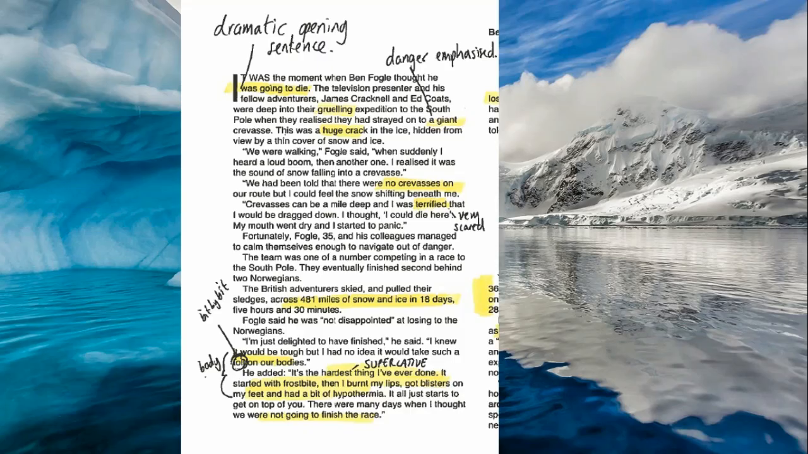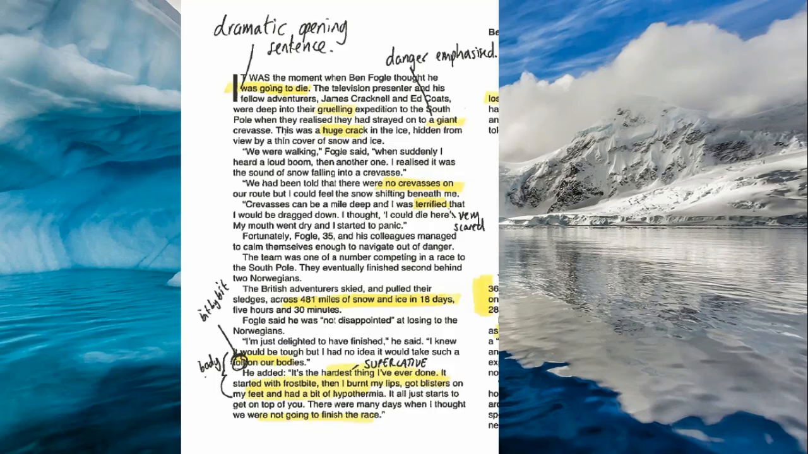Then we're given a statistic. They're not just going over 20 miles, they're going across 481 miles of snow in 18 days. So a huge feat, a huge feat of endurance these guys have to do. Then it says it takes a toll on our body. So maybe this is sort of implying that it's just all the days they've been out, that bit by bit, the word toll, bit by bit, it's making damage to their body.